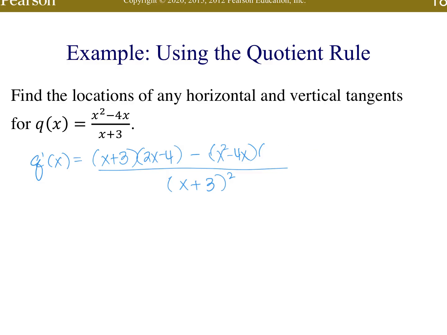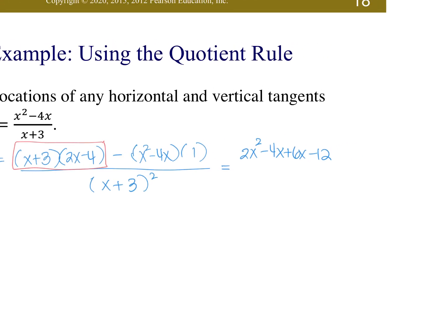So then we'll clean that up a little bit. Again, the numerator is where you're going to put most of your energy. So I have to FOIL the first two factors together. So that'll be 2x squared minus 4x plus 6x minus 12. So I have to FOIL that all together.